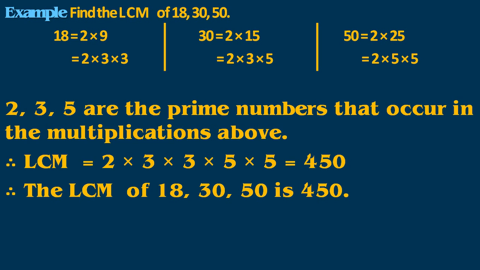Now 2, 3, 5 are the prime numbers that occur in the multiplication above. Now 2 is common in all the three numbers, so we'll write 2 once. 3 occurs 2 times, so we'll write 3 twice. And 5 occurs 2 times, so we'll write 5 twice. Now when you multiply, 2 3s are 6, 6 3s are 18, 18 25s are 450. So the LCM of 18, 30 and 50 is 450.